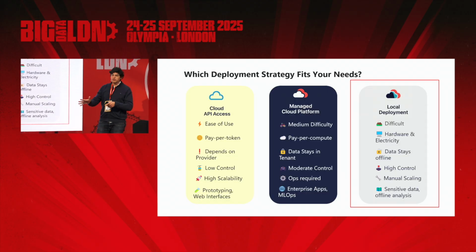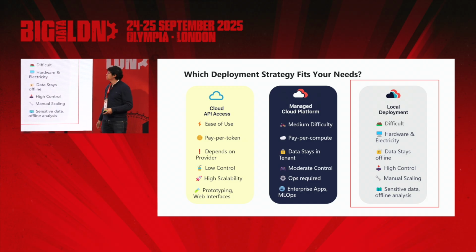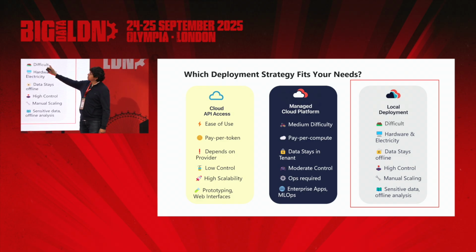Okay, sorry for the parenthesis in theory, but it was important for this and actually that and that as well. So the 3 routes: local deployment, managed cloud platform, and API access.